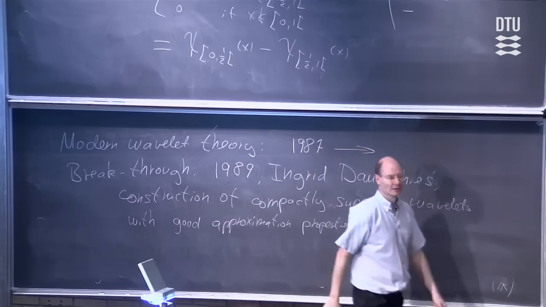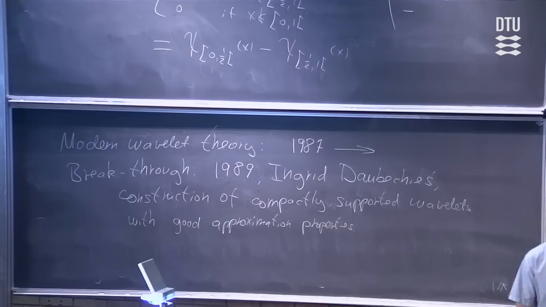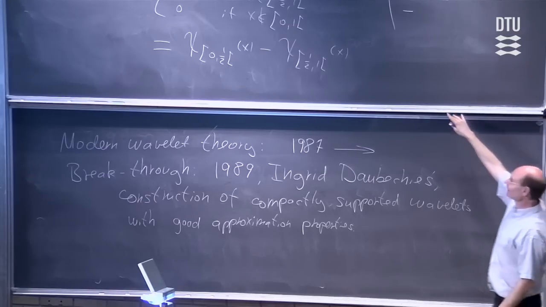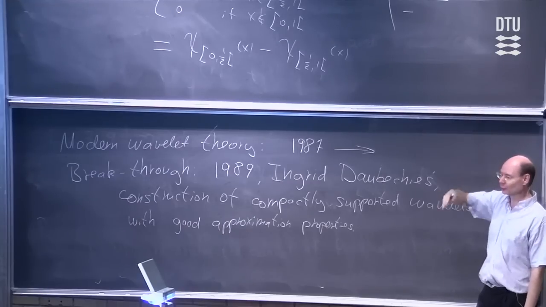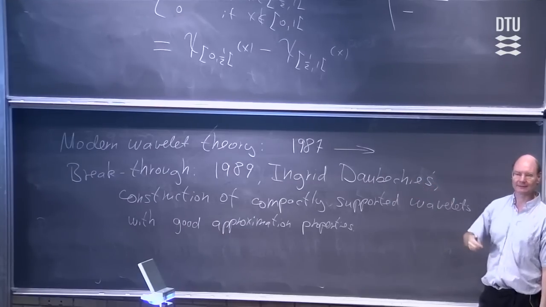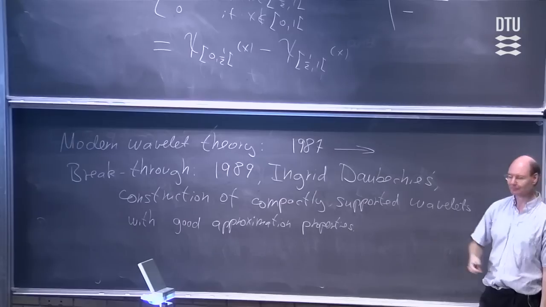So actually what she did was to construct a class of wavelets where there's a certain index n, and then when you take n to be larger and larger, you get better and better approximation theoretic properties. And if you look at that construction and you put in n equal to 1, you end up with exactly the first example, namely the Haar wavelet. So whenever you go up with the n, you just get something that is stepwise better and better.